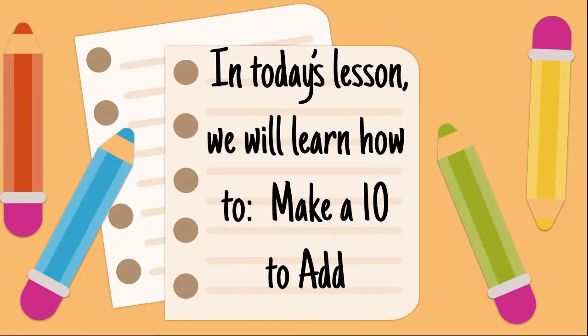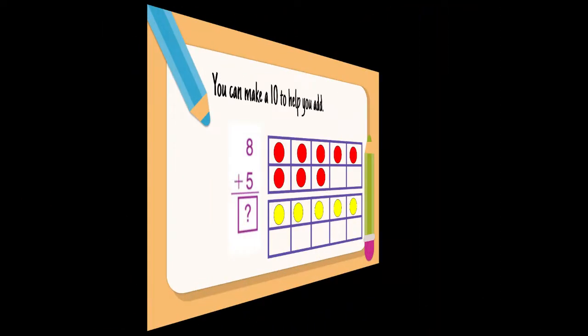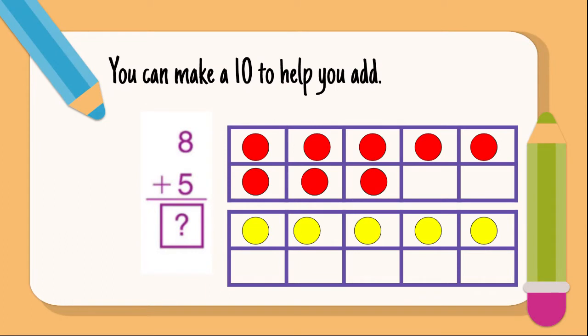In today's lesson, we will learn how to make a 10 to add. You can make a 10 to help you add. Here we have 8 plus 5. Well, we have 8 red chips in one of our 10 frames or our tens tables, and we have 5 yellow chips in another tens frame or tens table. Let's see how we can make a 10 to add.